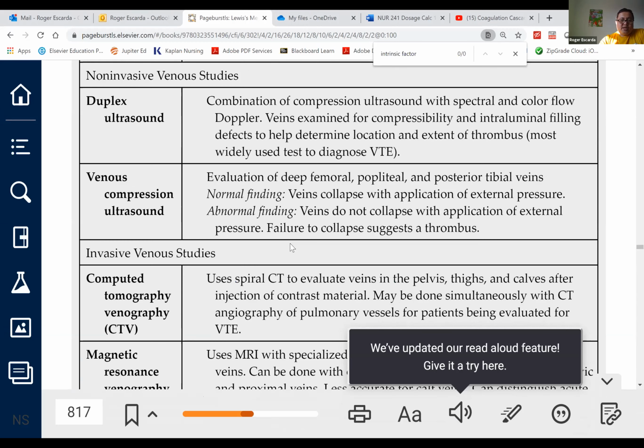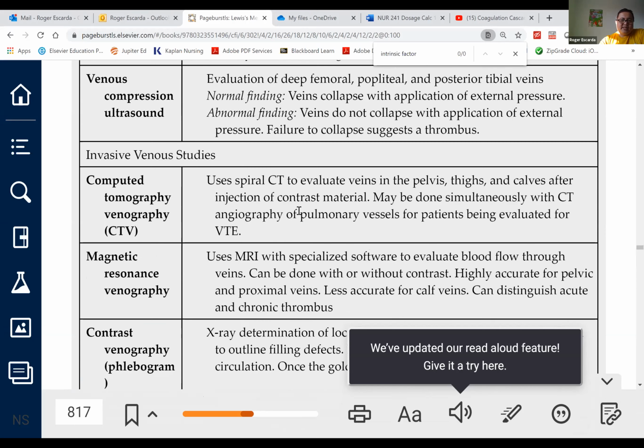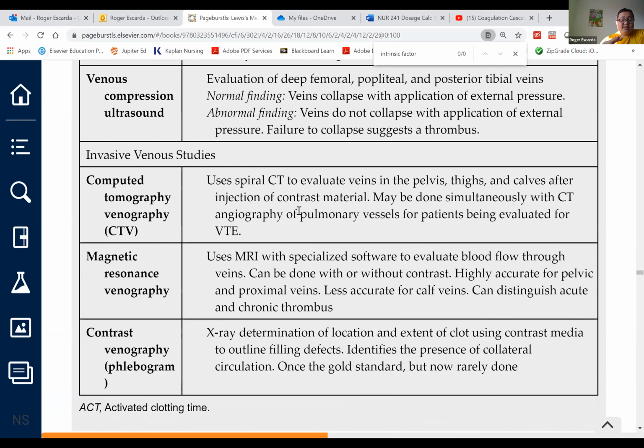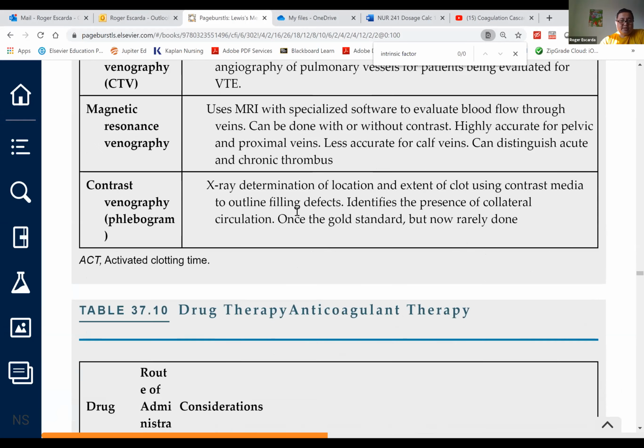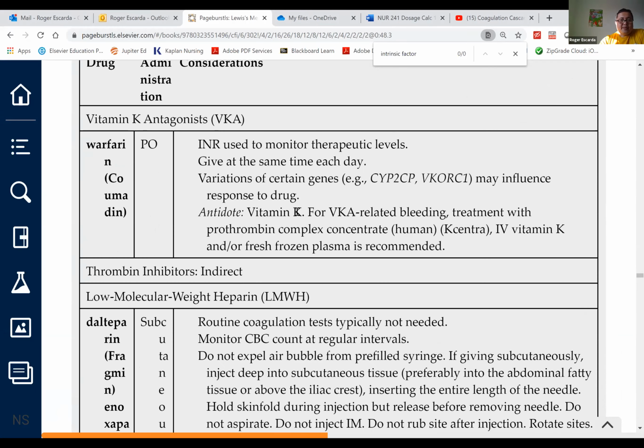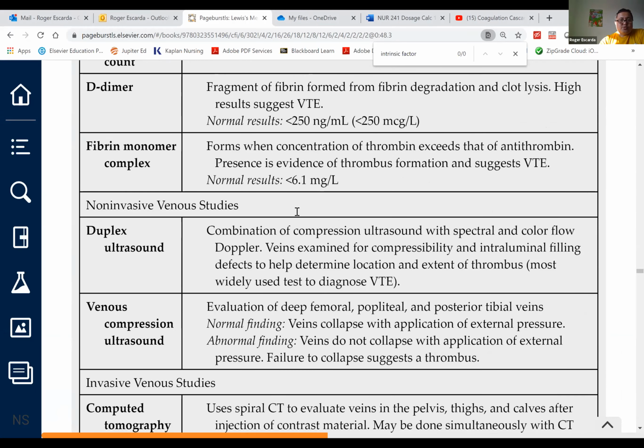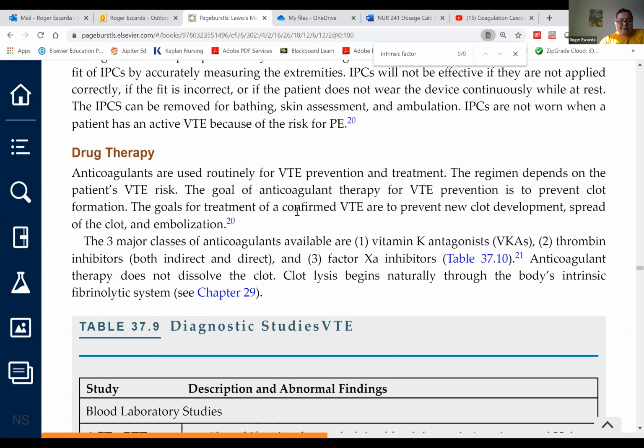So that's how we diagnose it. Of course, when it becomes a PE, then it'll be a CT, but the PE is in another chapter, so we'll skip through that one. Now let's go to the treatment now.